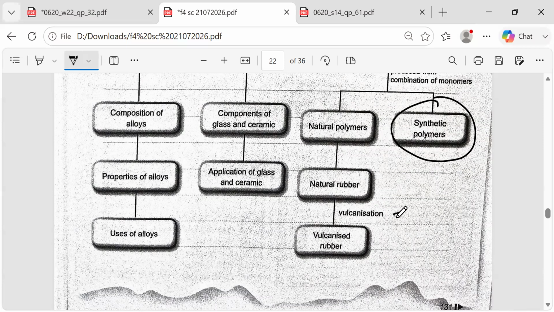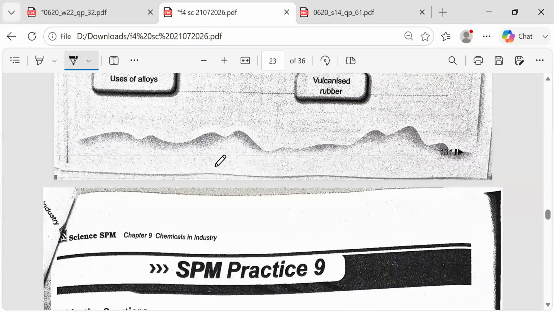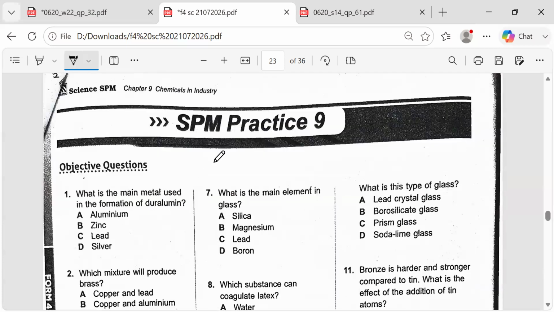Vulcanized rubber means you add what to the natural rubber? Add sulfur. Very good. Okay. Can you all try and do this? Practice 9. Today we finish this, then next week we can start the new chapter.